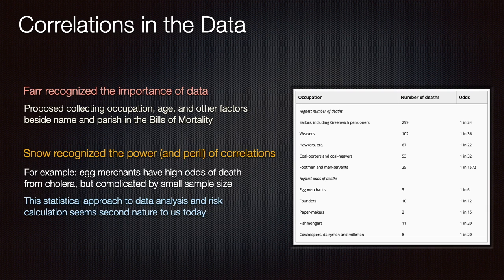This statistical approach to data analysis, correlations, and identifying spurious correlations, as well as calculating risk, seems second nature to us today, but it was revolutionary in the 19th century. Snow, Farr, along with others like Edwin Chadwick, set the groundwork for widespread application of these concepts to infectious disease and other population-associated conditions.